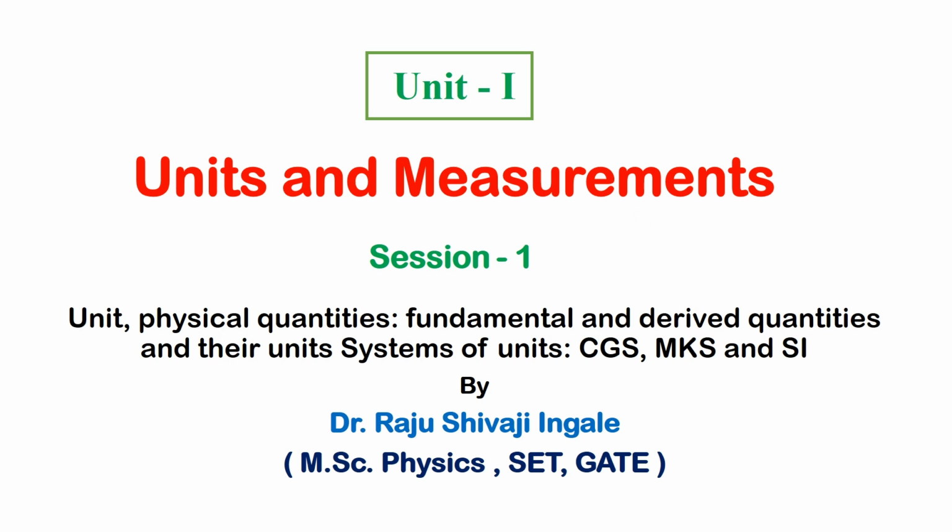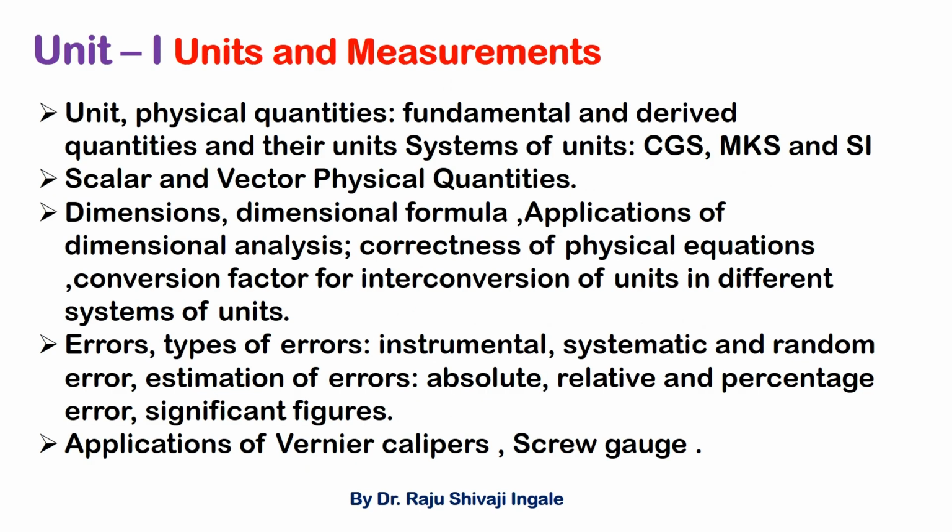So guys, in this chapter we're going to cover what is a unit, what are physical quantities, then systems of units, what are scalar and vector quantities, dimensional formulas and their applications. Then we're going to learn about errors and types of errors. And lastly, we're going to learn applications of vernier caliper and screw gauge in detail. And we're going to solve some numericals based on this syllabus. So we start units and measurement.